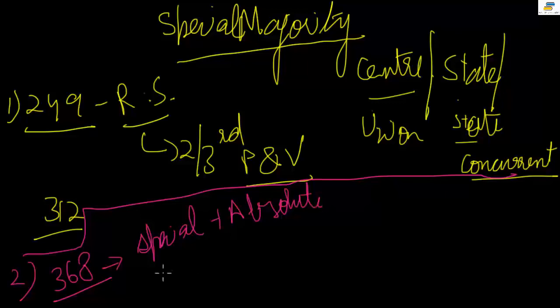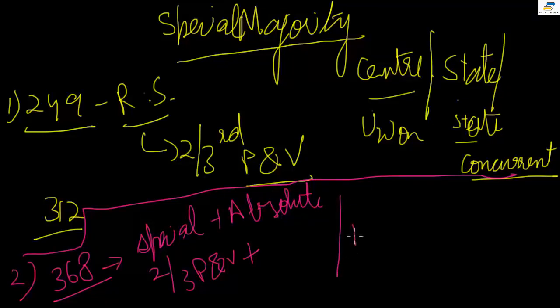What is special over here? This is 2/3 of the present and voting, and then plus they also need absolute majority, and that means the majority of the total strength of the house. Only then a constitutional amendment can be passed, right? And not just this, right? This is just one part of it.